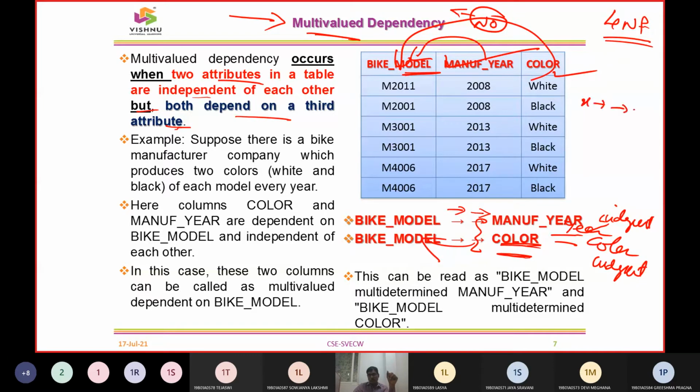Such types of dependencies we are going to represent with a symbol, a double arrow mark, that is x double arrow y. So we call such entities multi-valued dependencies.